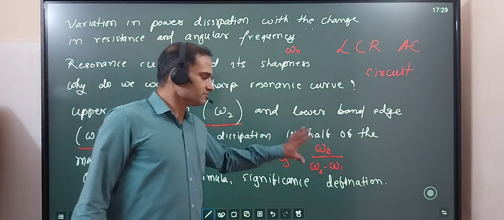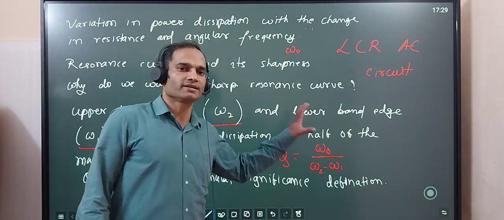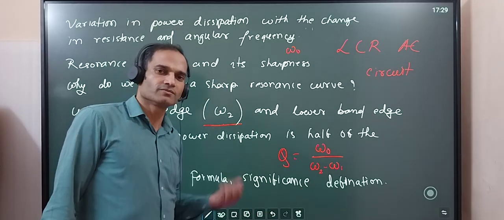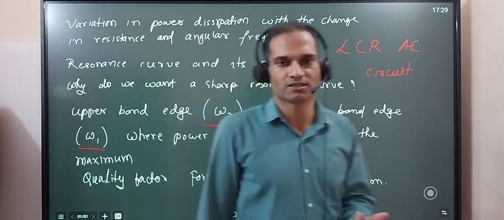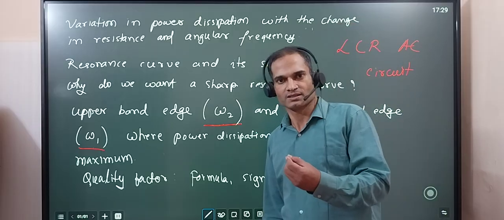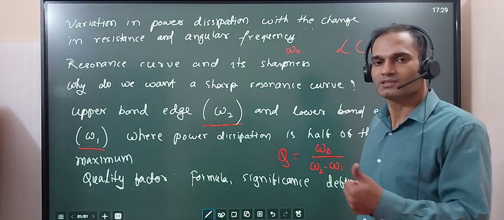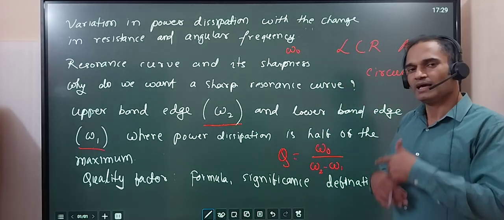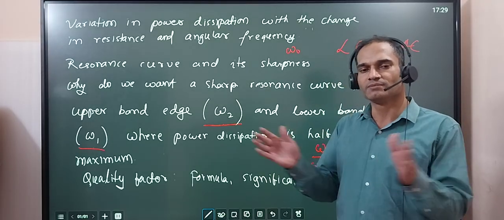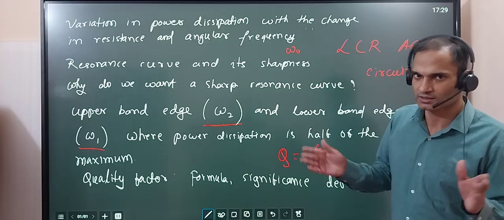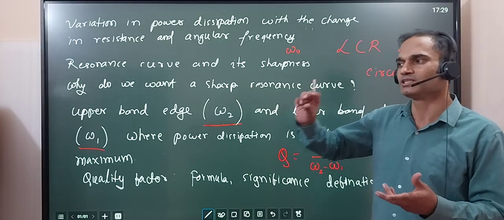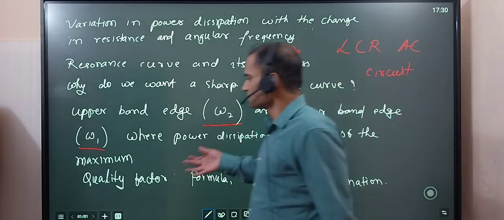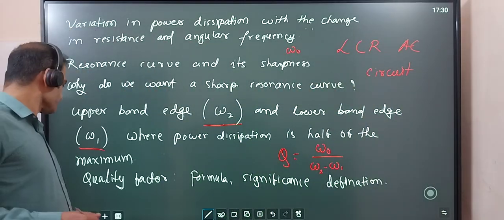If this factor is large, the quality of the radio signal is very good. That means you will get very high power dissipation at a particular frequency omega naught, and that signal will diminish quickly when you increase or decrease the frequency. Okay, so let us discuss these things.